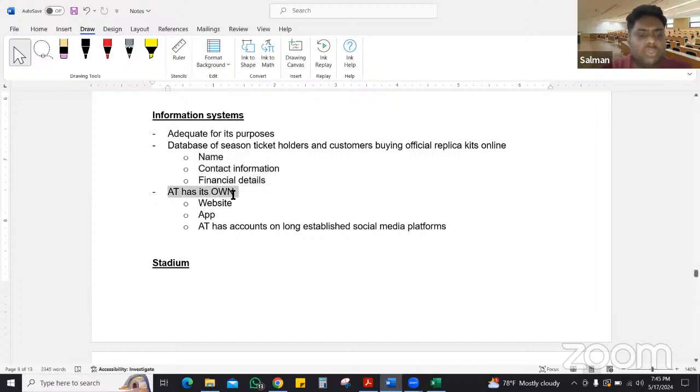AT has its own website, own app, and it has accounts on long-established social media platforms, telling that AT has presence in the digital platform.